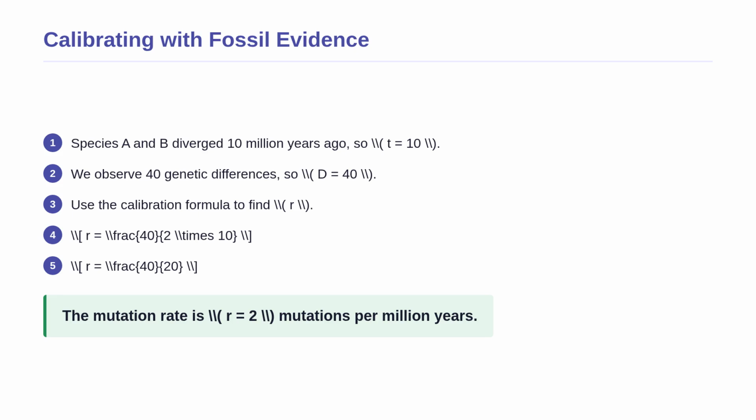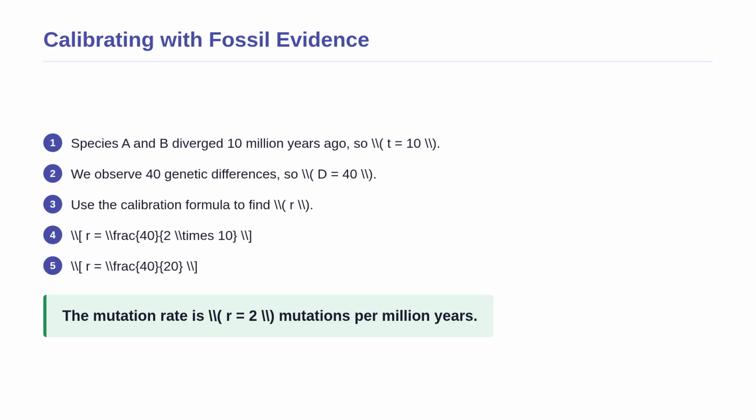With our newly calibrated formula clearly defined, let us apply it to a real-world scenario using fossil evidence. Suppose a well-preserved fossil tells us that species A and species B diverged exactly 10 million years ago. When we compare their DNA today, we find 40 genetic differences. We need to calculate the unknown mutation rate.